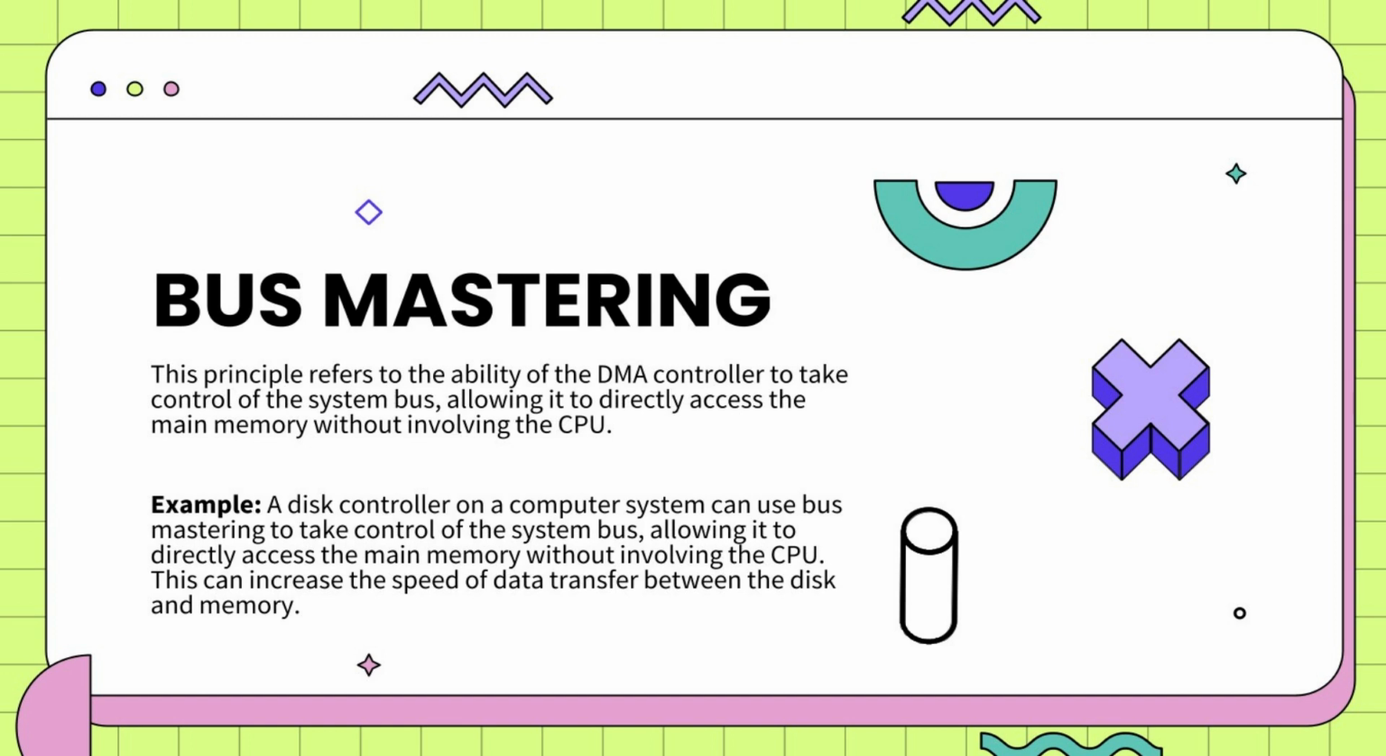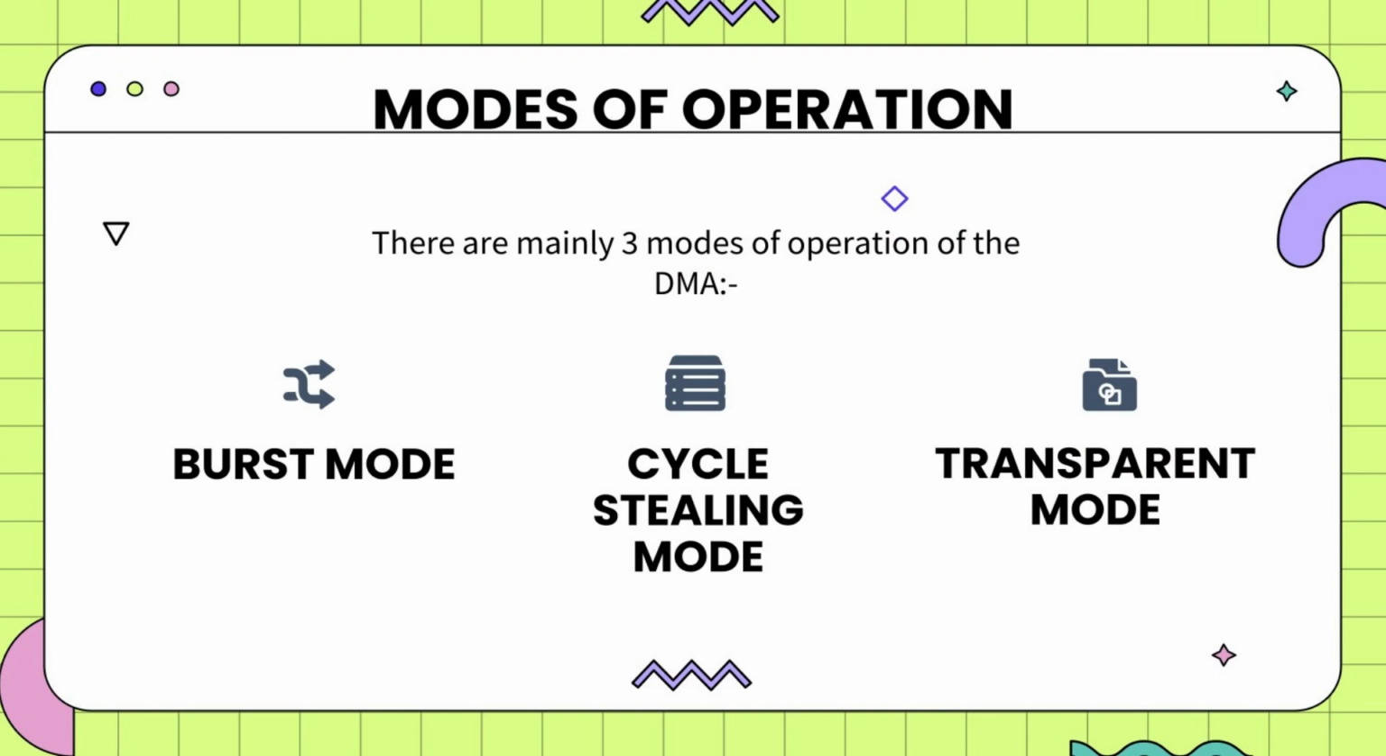Bus mastering. This principle refers to the ability of the DMA controller to take control of the system bus, allowing it to directly access the main memory without involving the CPU. Example: a disk controller on a computer system can use bus mastering to take control of the system bus, allowing it to directly access the main memory without involving the CPU. This can increase the speed of the data transfer between the disk and memory.